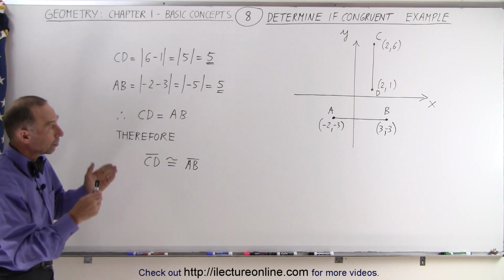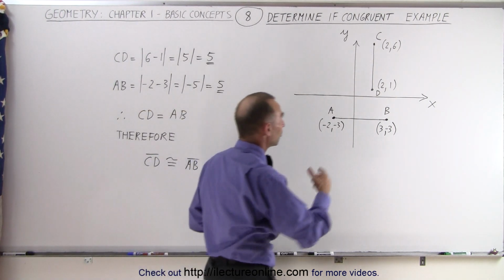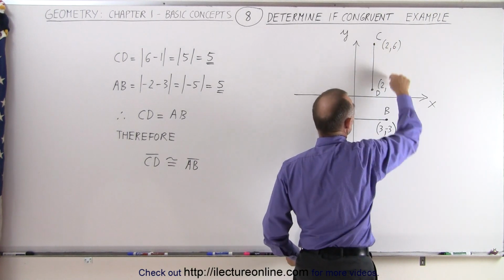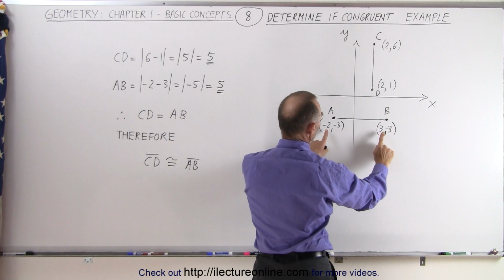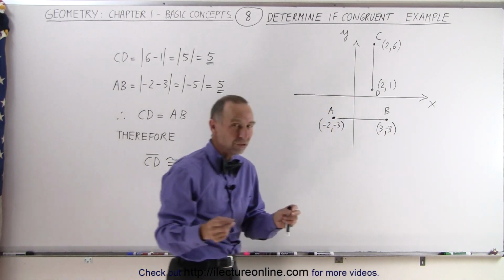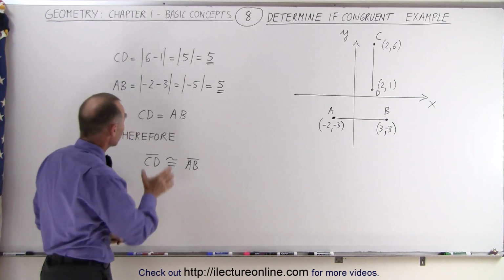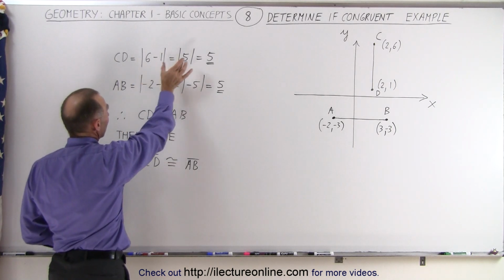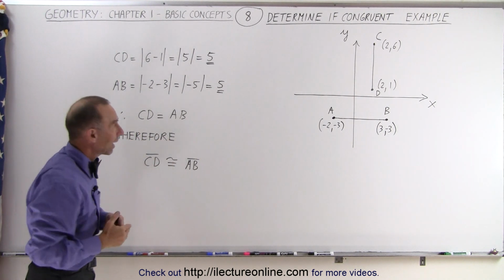So again, here we need to determine the distance between the 2 points. Notice that for C and D, the distance is determined by the y-coordinate, and in the case of AB, the distance is determined by the x-coordinate. We simply subtract the two values. It doesn't matter in which order because we take the absolute value. When we take the absolute value, we're guaranteed to get the distance, therefore the length of the line segment.